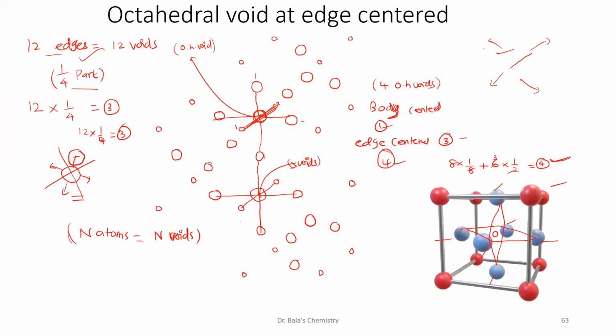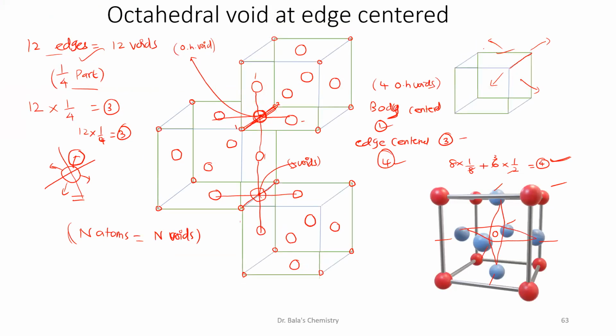Last class we discussed the octahedral void. Through the edge centered, we finished up to which only we finished. So we calculated the number of voids. There are 3 voids due to edge centered because 12 edges are there. Then one edge is shared by 4 units. So totally 3 edges, so voids also divided into 4 parts. Then in the 3 edges, we have only 3 voids.